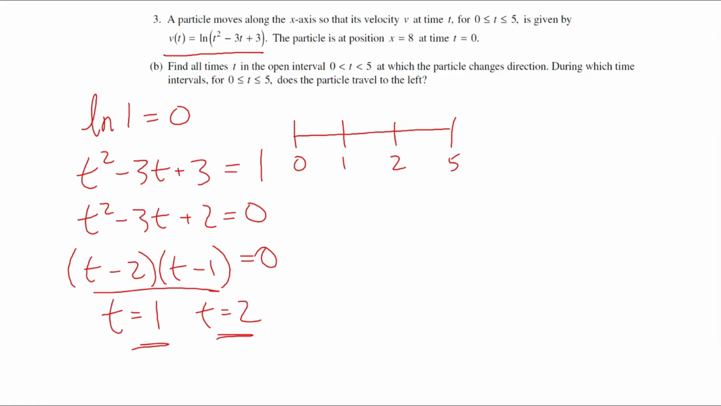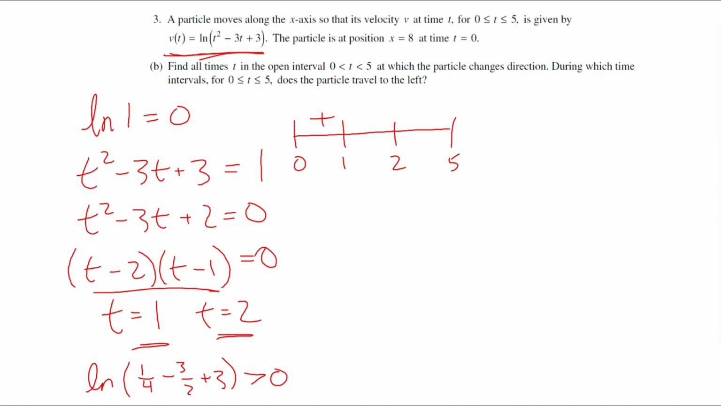So if I put in a half into the velocity function, we end up with the natural log of 1/4 minus 3/2 plus 3. Well, 1/4 minus 3/2 is 1/4 minus 6/4, that's negative 5/4. And we add 3 to that, we're certainly going to get a number that is more than 1. So this is greater than 0. So we're going to be positive on 0 to 1. So be careful on that. Make sure you actually use the right function.